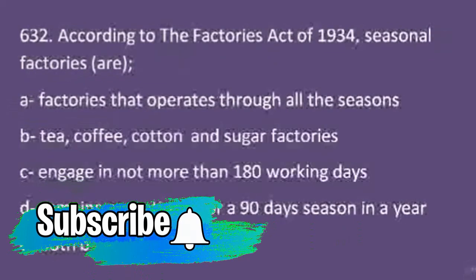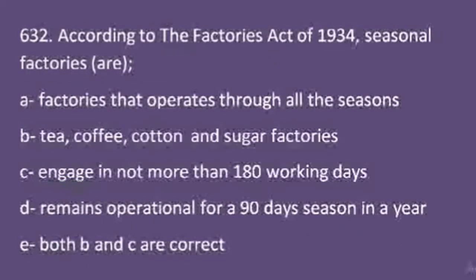Now our last MCQ of this video. According to the Factories Act of 1934, seasonal factories are. It is asking about the definition of seasonal factories. Option A is factories that operate through all the seasons. Option B is tea, coffee, cotton and sugar factories. C option is engage in not more than 180 working days. Option D is remains operational for a 90 days season in a year. And option E, both B and C are correct.